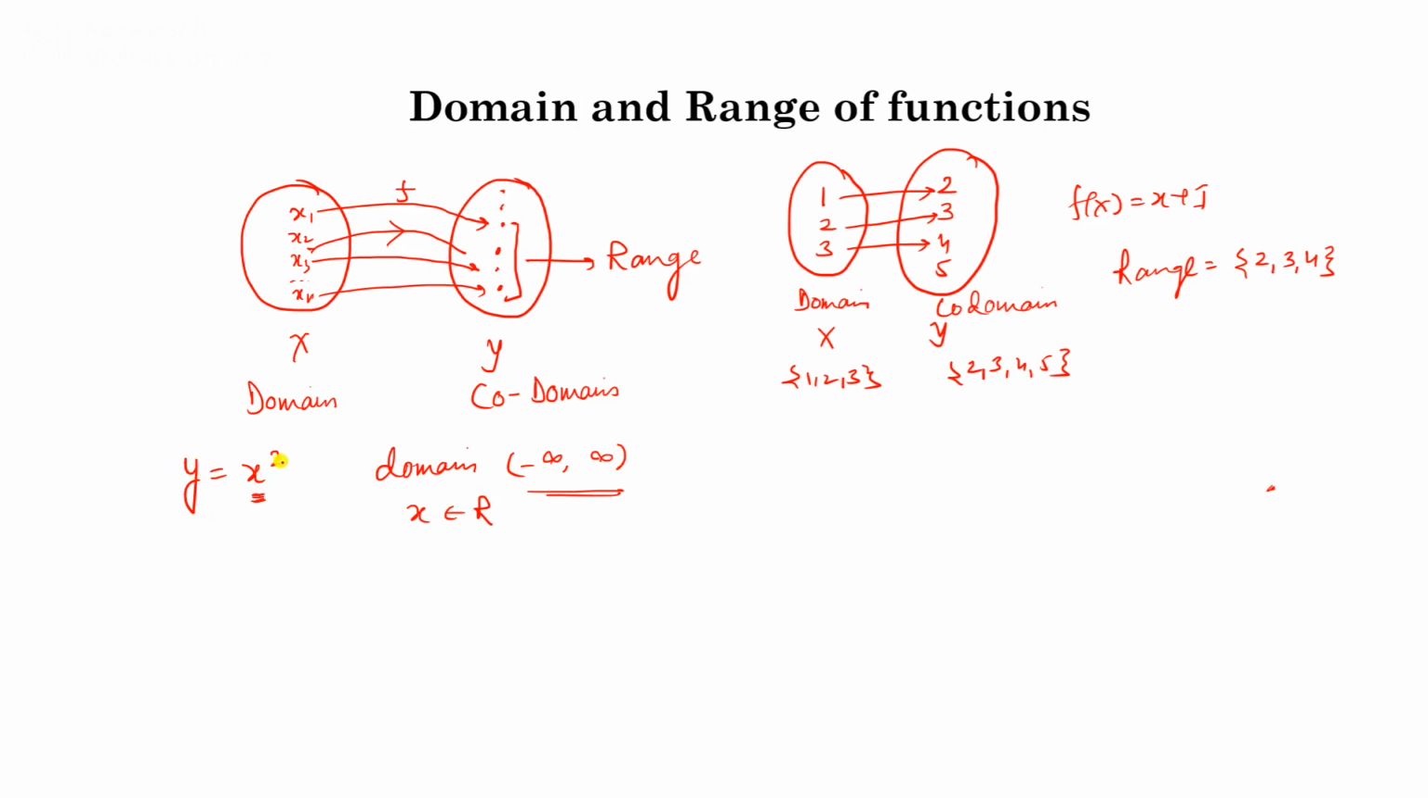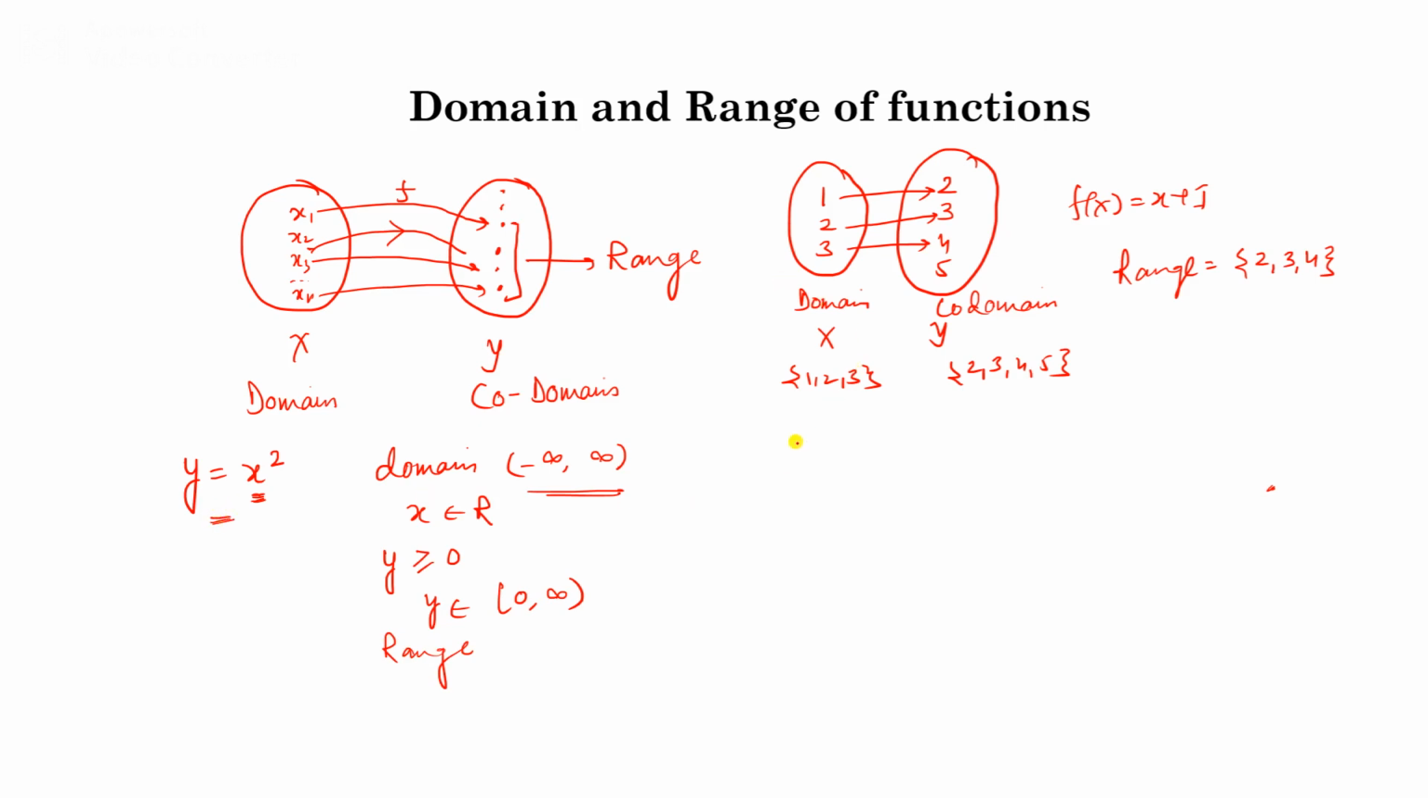This is x square. X square means for all negative numbers you will get a positive number. So it means you will get only non-negative values of y. So you can write y is greater than or equal to 0, or you can write y belongs to the closed interval 0 to infinity. So this is the range of this function.